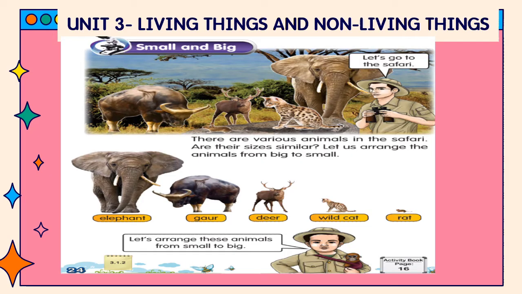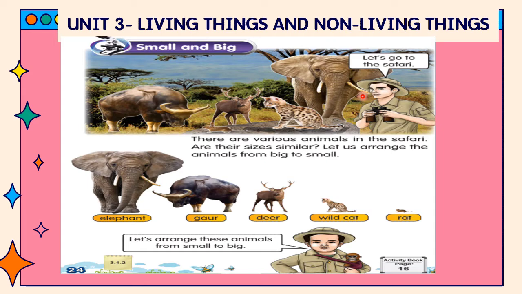Okay, class, we are still at Unit 3, Living Things and Non-Living Things. So the small topic today is about small and big. Small means kecil. Big means besar. So now let's take a look at your textbook. Turn to page 24. When you open to page 24, you can see animals, isn't it? Now let's see what the man said. Let's go to the safari, he said.